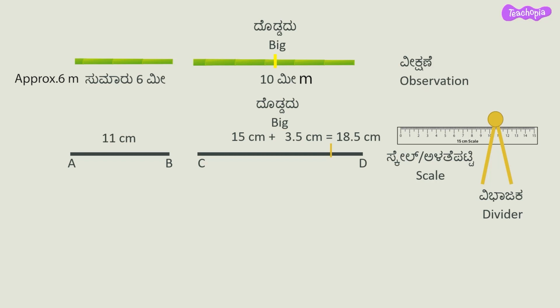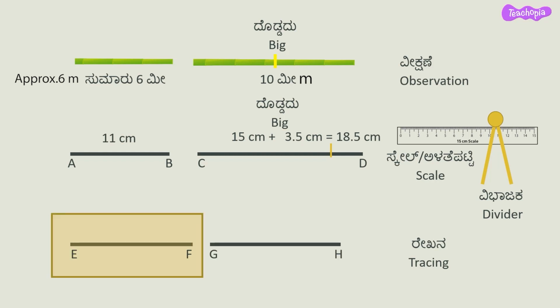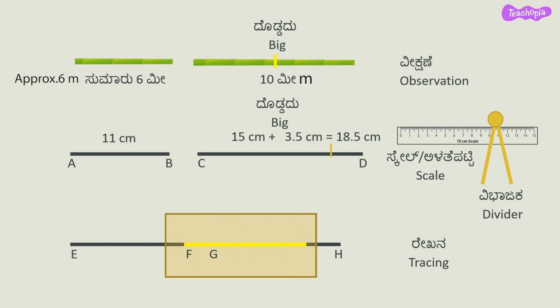The comparison of line segments can be made using tracing. In this method, we use a transparent sheet and place it on one of the line segments whose length has to be compared. We trace the line segment using a pen or marker on the transparent sheet. We then place this sheet with a marking on the other line segment and by observation, we can compare the lengths of the two line segments.